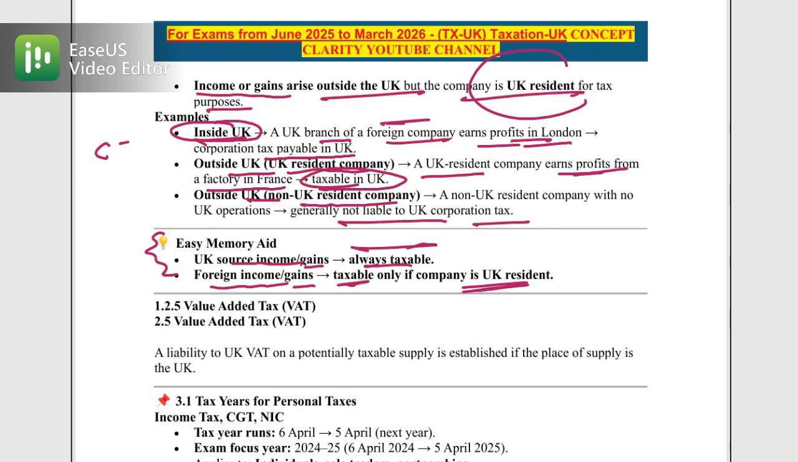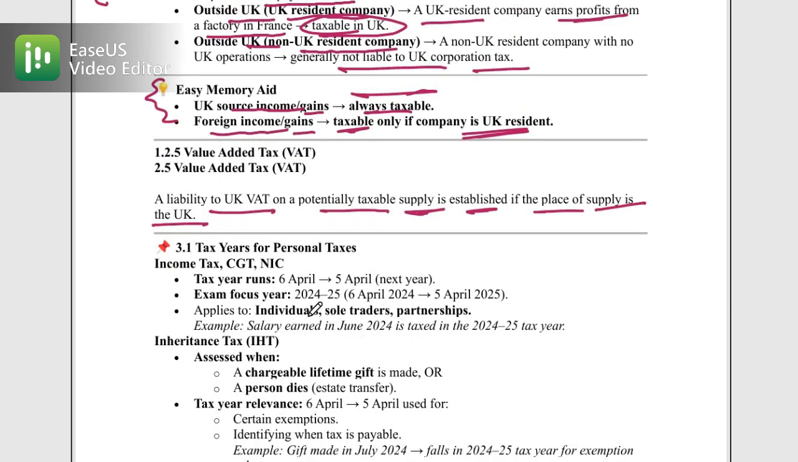Fine. And then you will have VAT. The last one, you will have VAT, value added tax. So when does liability arise? A liability to UK VAT on a potentially taxable supply is established if the place of supply is the UK. So VAT is simpler. It means liability arises if the place of supply is the UK. If the supply happens in the UK, VAT applies. If it's outside, then no VAT applies.